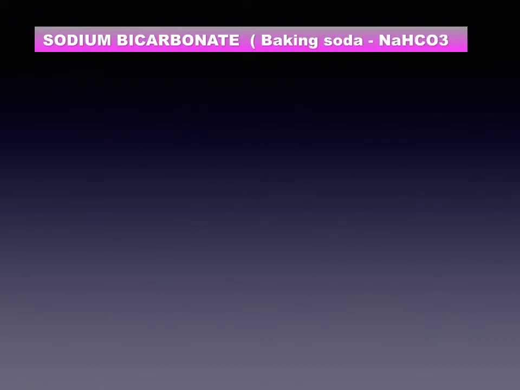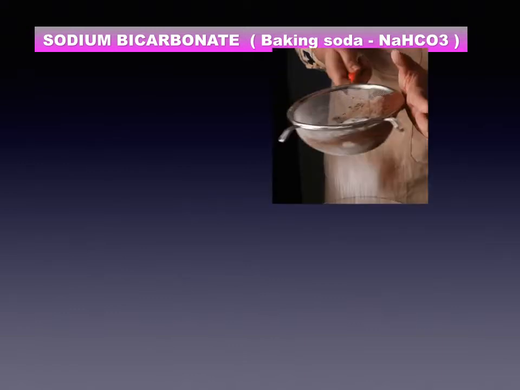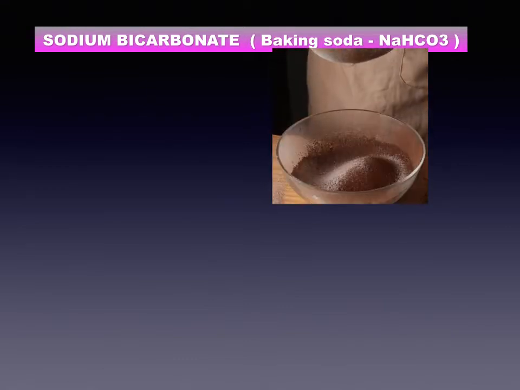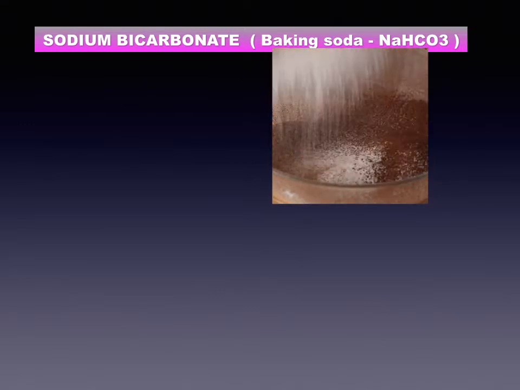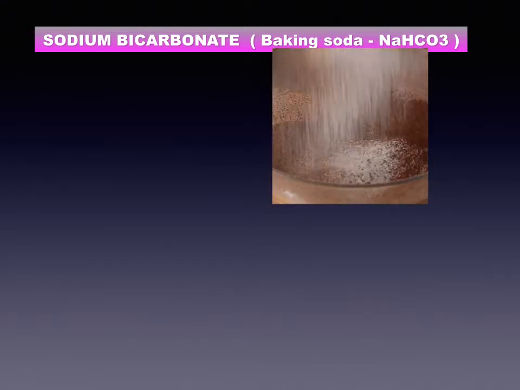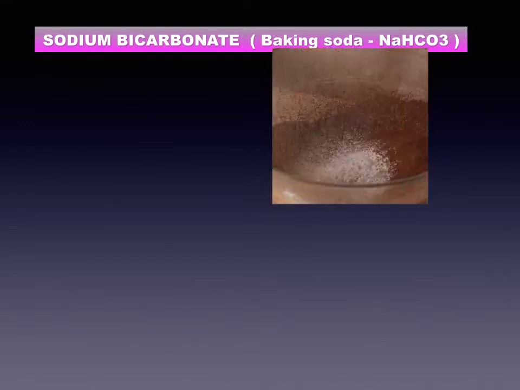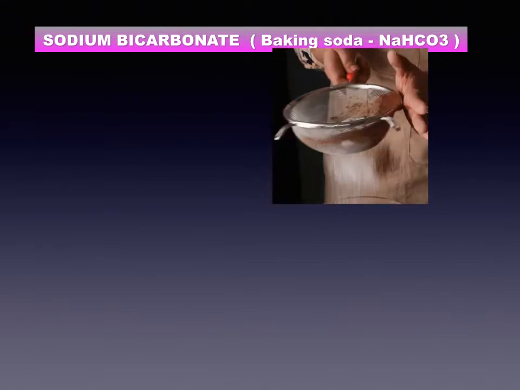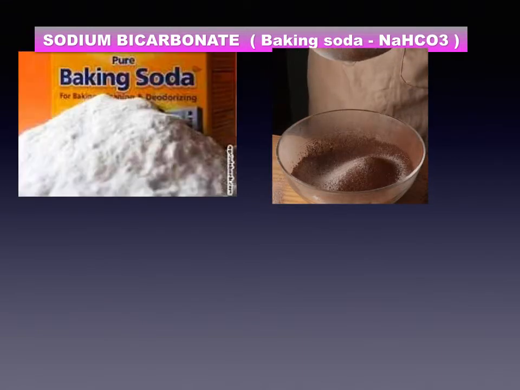Now the next salt is sodium bicarbonate, common name baking soda, with the chemical formula NaHCO3. Now your mother brings cake on your birthday or makes it at home. She also makes crisp bhaji or pakoda. Have you ever asked your mother what makes the cake porous or the bhaji crisp? Mother adds baking soda in the batter.